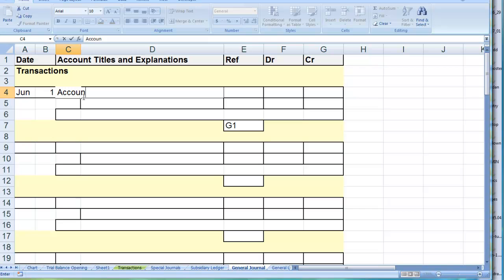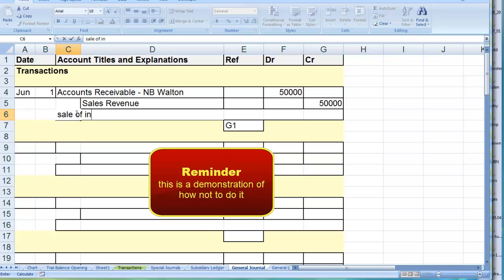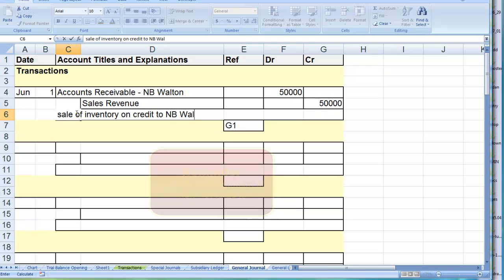Accounts receivable, NB Walton, $50,000 debit, and sales revenue $50,000, being sale of inventory on credit to NB Walton.